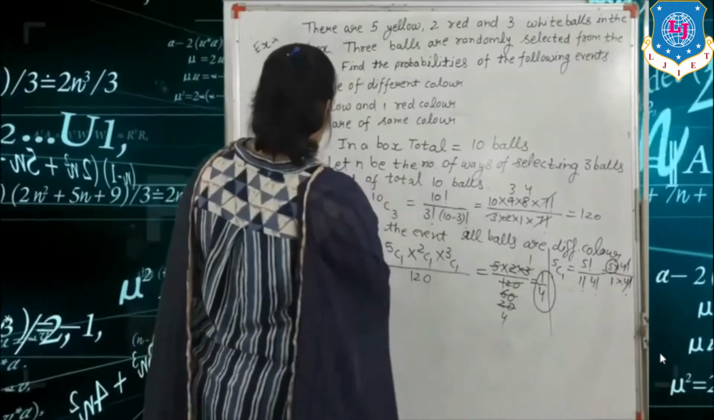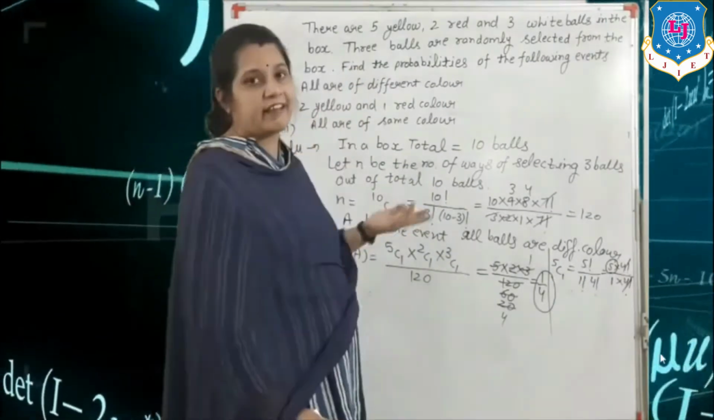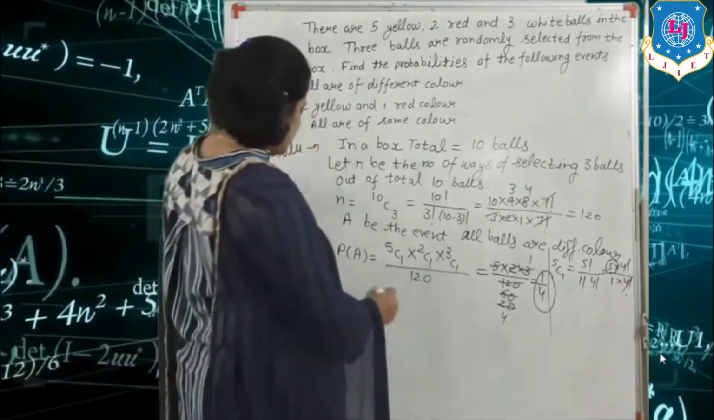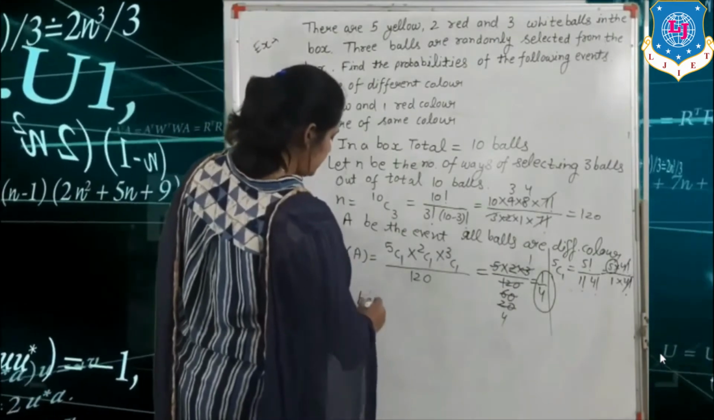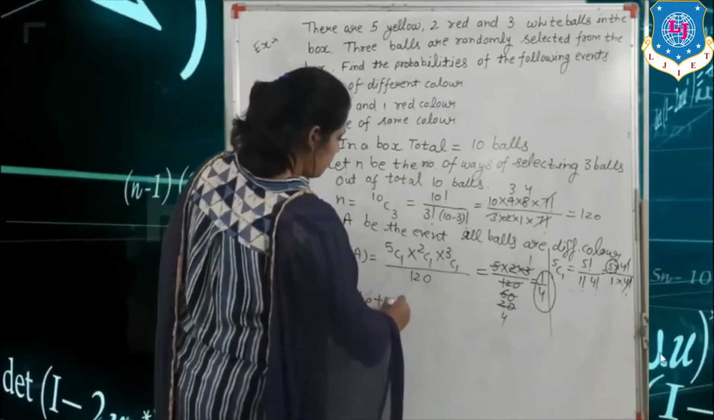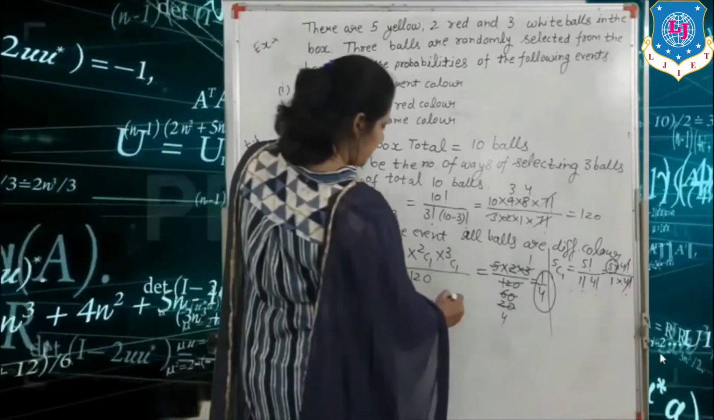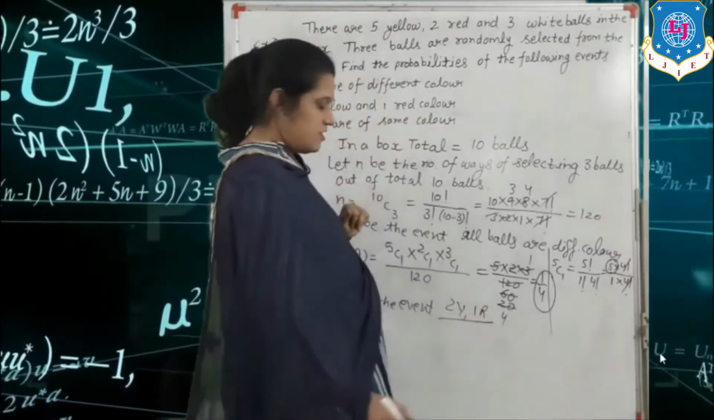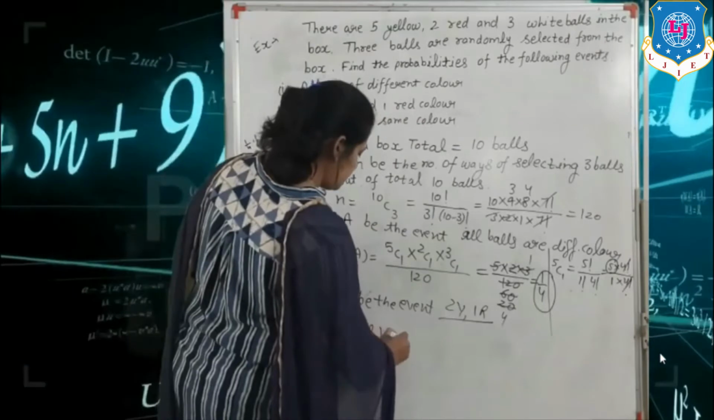Next one is the 2 yellow and 1 red color. So what is the possibility of 2 yellow and 1 red color? Here, let event B be the event for 2 yellow and 1 red color. So the probability of B is equal to what?